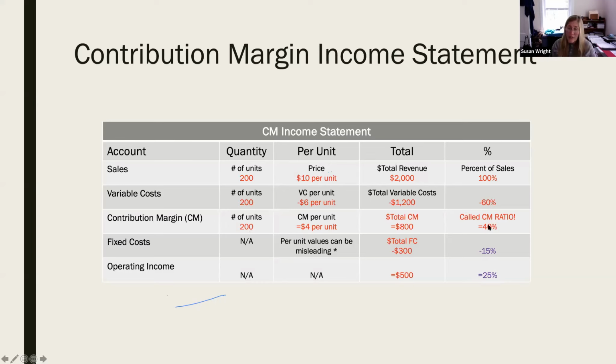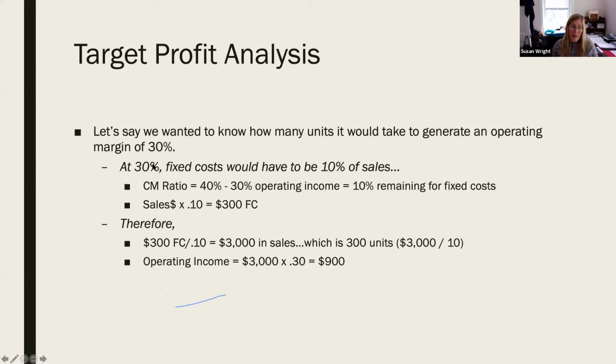If this is 30, and you know this is fixed at 40, we just went through that, that means this can't be any more than what? Any more than 40? Or 10. Because 40 minus 10 is 30. So I'm kind of backing into that. So at 30% profit margin, fixed cost would have to be 10% of sales. Do you agree with that? Yes, ma'am. Meaning 40 minus 30 is 10.